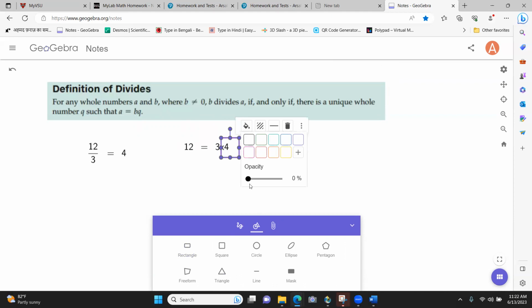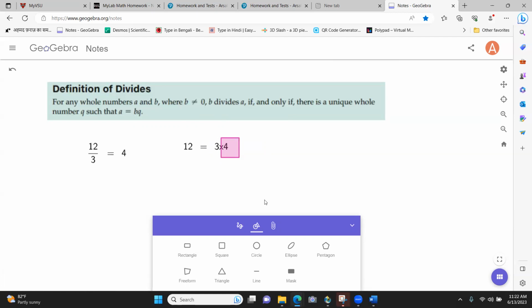So, but it actually makes sense. They're trying to be precise. So they're saying 3 divides 12. If you can find a whole number, in this case it's 4, and if you can multiply 3 by 4 and get 12, then we are going to say 3 divides 12. So informally, a number divides another number if the answer is a whole number.